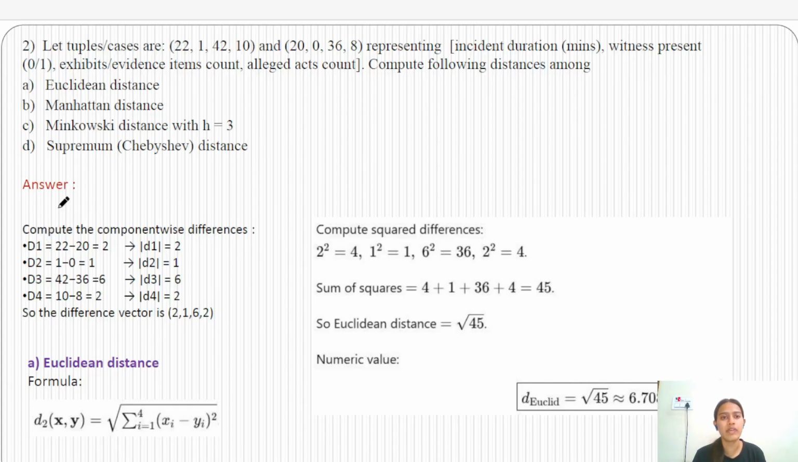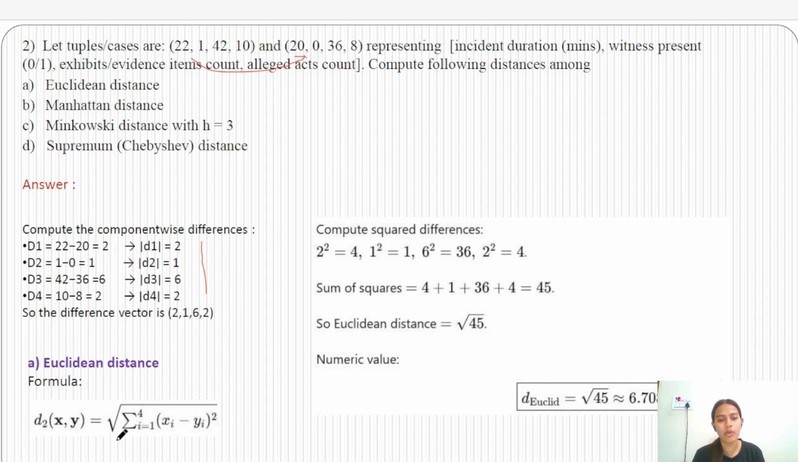So d1 is 22 minus 20. This is the difference, 2. And then 1 minus 0, and then 42 minus 36, and then 10 minus 8. So we get these differences.